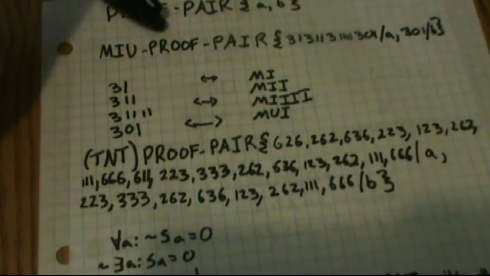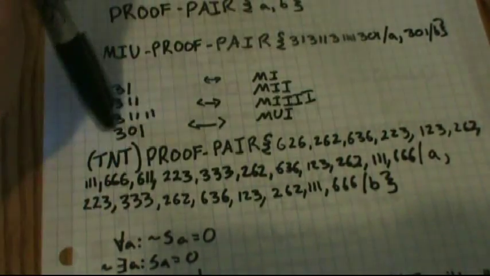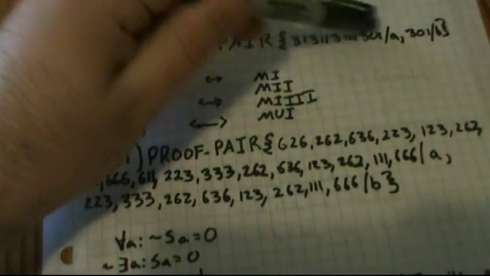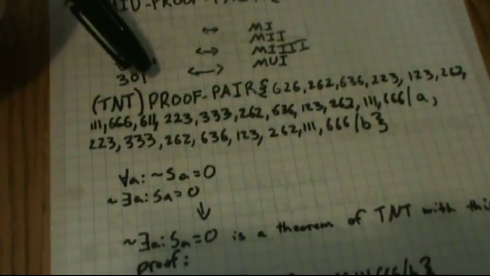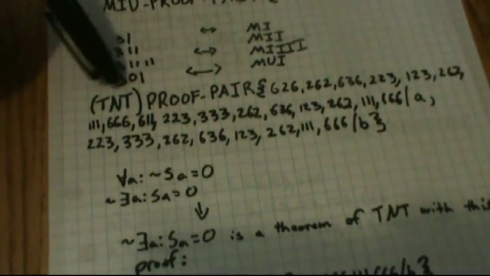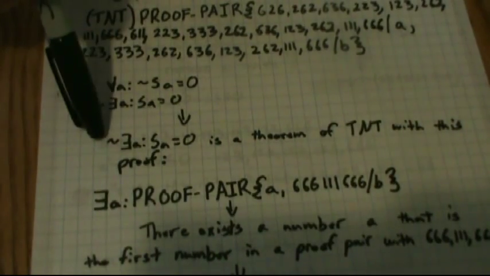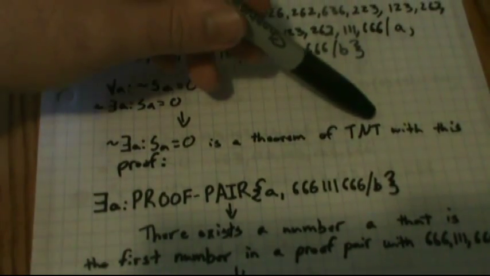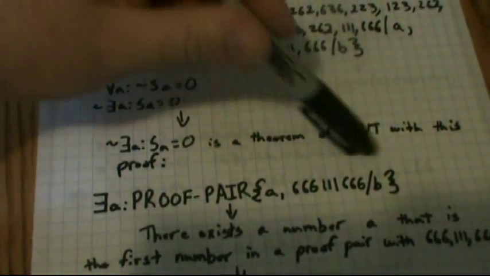So we've got a nice primitive recursive way of talking about whether things are theorems or not. You just need to know the entire proof in order to do it. Naturally, TNT proof pairs are going to be much more complicated. You can think of a proof pair formula as saying whatever B is a theorem of TNT with this proof, and then you actually have to list out the entire proof.